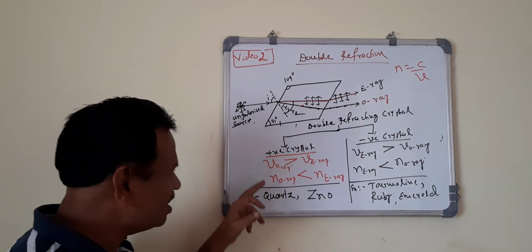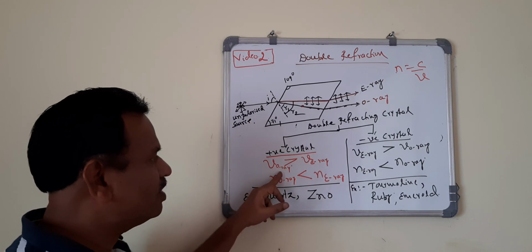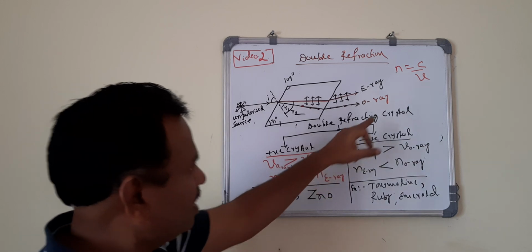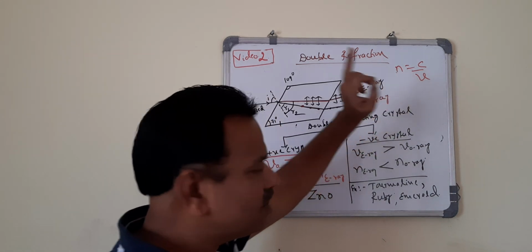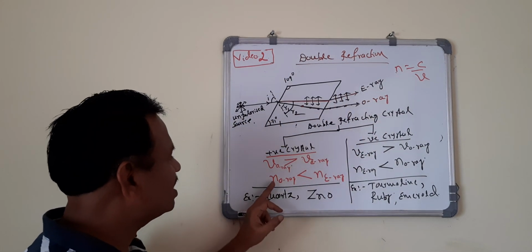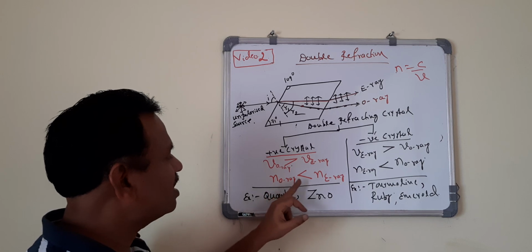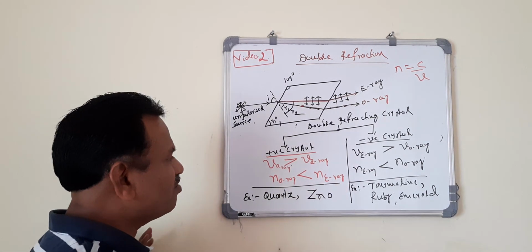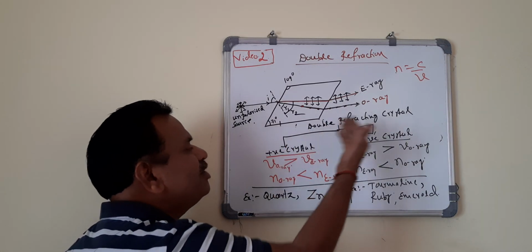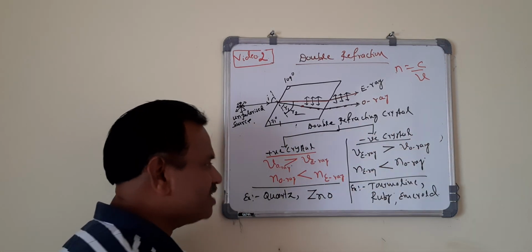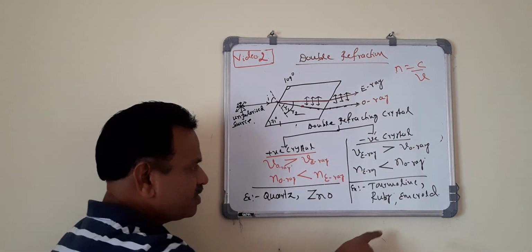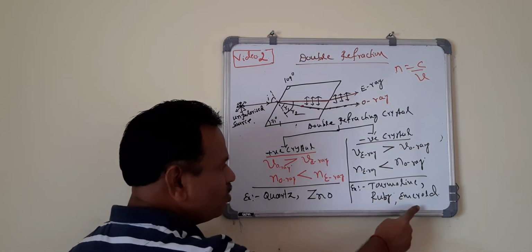In a positive crystal, remember, the velocity of the ordinary ray is more than the velocity of the extraordinary ray. I know this equation: if velocity is more, refractive index is less, so the refractive index of the ordinary ray is less than the refractive index of the extraordinary ray. Any one point you can easily write in the opposite sense for the negative crystal. Examples of negative crystals are tourmaline, ruby, emerald.